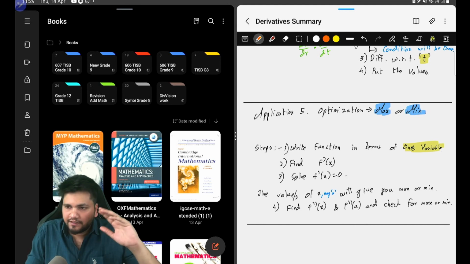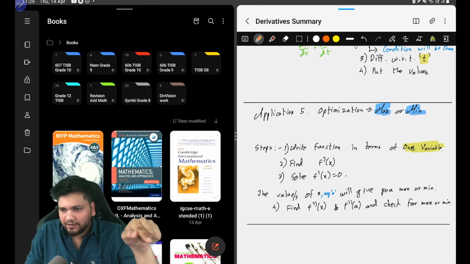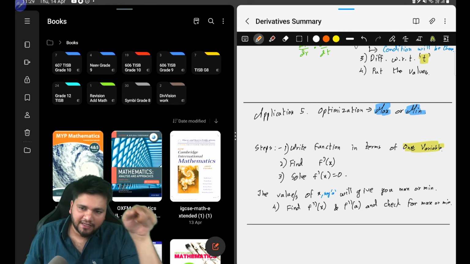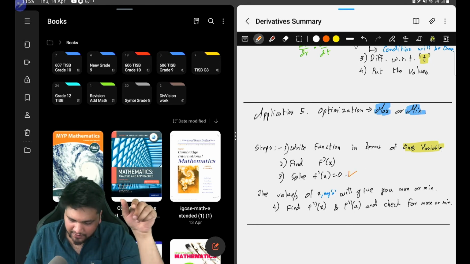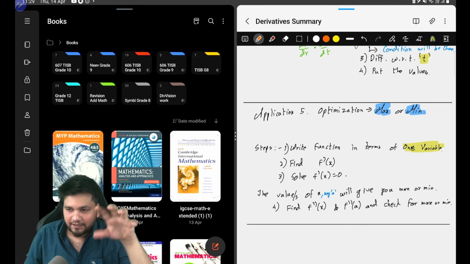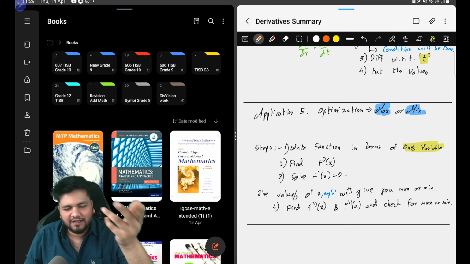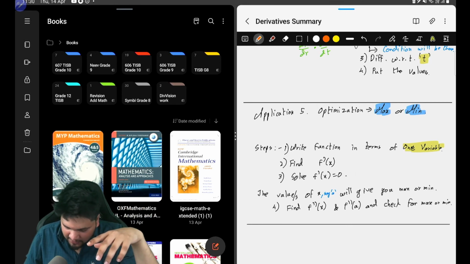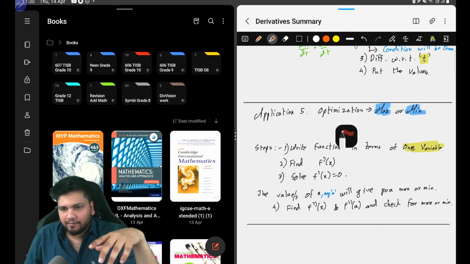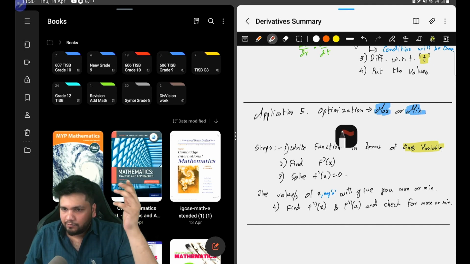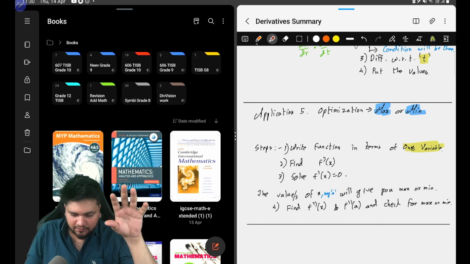First thing, you will convert everything into one variable. Again you will differentiate. This time we are talking about maxima or minima. So we'll get f dash of x equals 0. We'll equate that f dash of x to 0, and we will get 1, 2, 3 values, whatever we are going to get. Generally we'll get 1 or 2 only, and we just need to confirm whether it's a maxima or minima by doing double differentiation.